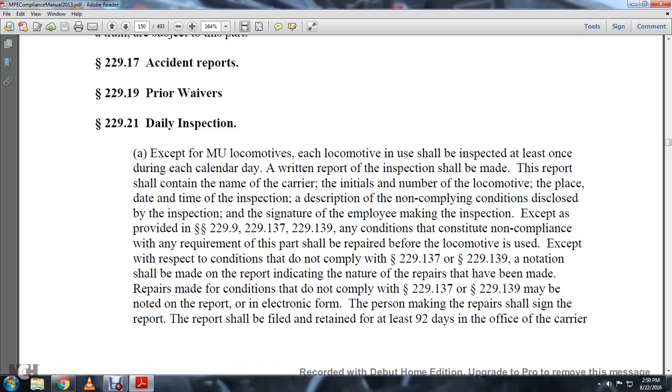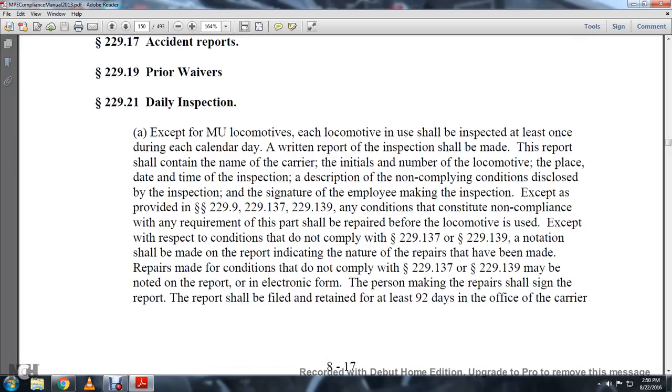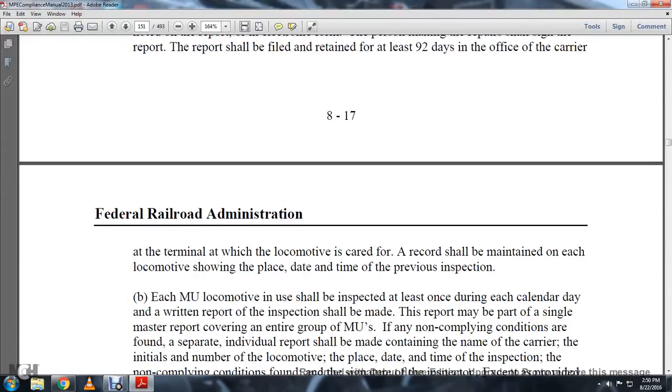The report shall be filed and retained for at least 92 days in the office of the carrier at the terminal at which the locomotive is cared for. A record shall be maintained on each of the locomotives showing the place, date, and time of the previous inspection.